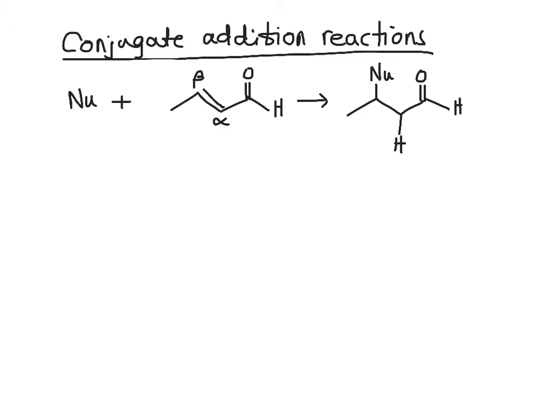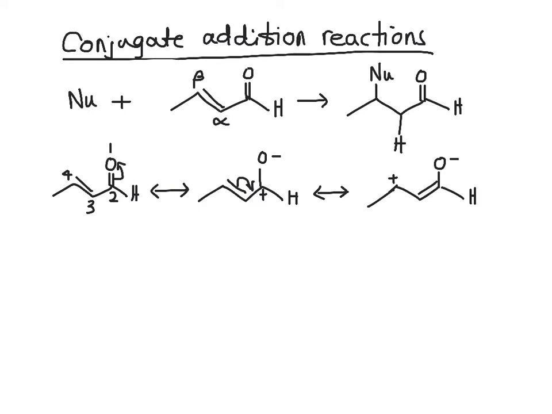So in the first part of this chapter, we looked at addition reactions to the alpha position of carbonyl compounds, mainly aldehydes and ketones. Now we're going to look at additions to the beta position of carbonyls. These carbonyls are basically alpha-beta unsaturated systems, which we also call conjugated systems. And so let's see how these systems are conjugated and how these addition reactions happen.